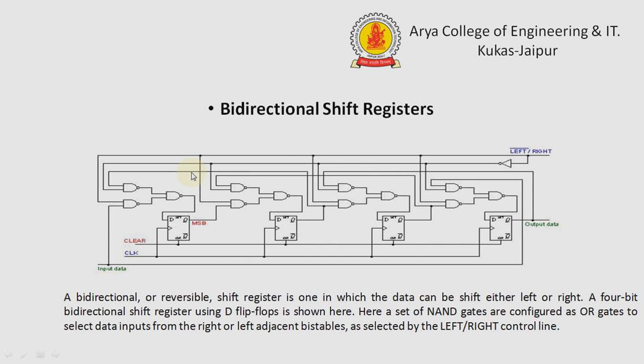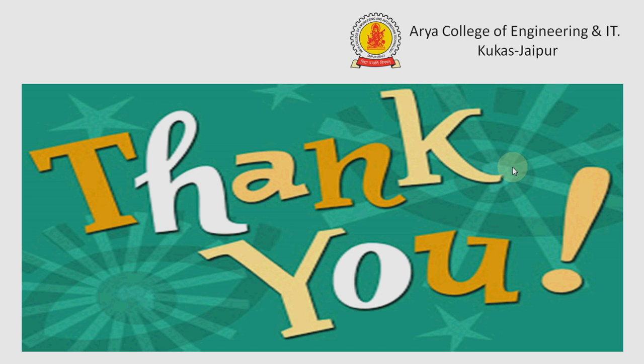In a bidirectional shift register, it can shift the data from left to right and right to left. Here the block diagram of the bidirectional shift register is shown, where D flip-flops are used, four D flip-flops here, and a set of NAND gates and OR gates select the data input for right to left and left to right shifting, and there is also an adjacent control signal.